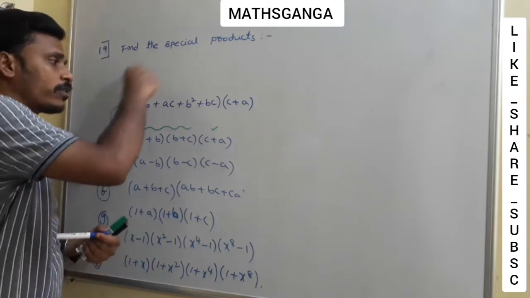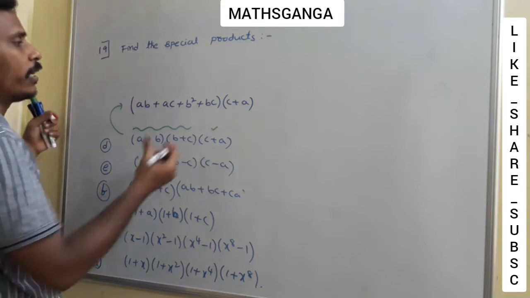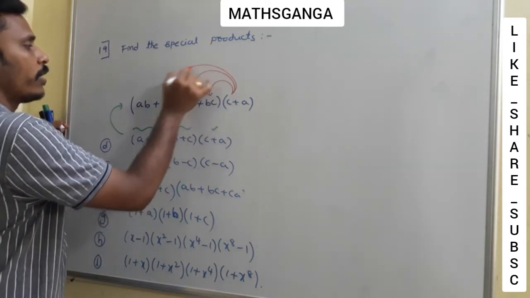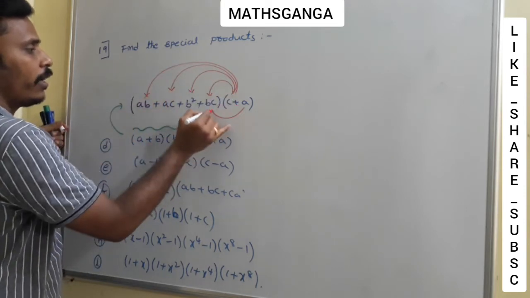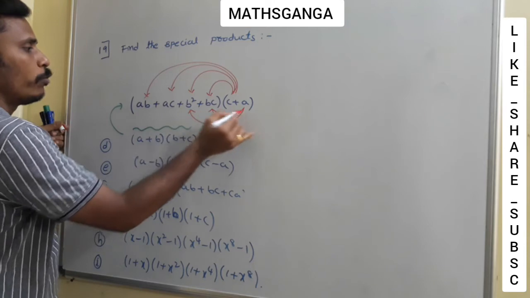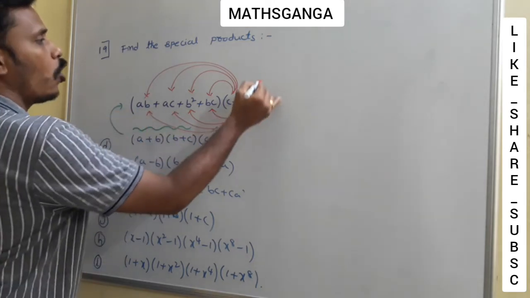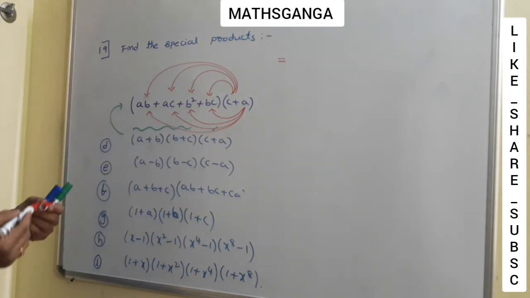Can I draw the arrows again? Is it needed? If you need, you just construct like that. c into bc, c into b square, c into ac, c into ab, and then a into bc, a into b square, a into ac, a into ab. So if you multiply all these things, what you will get? And that's what I am writing here.